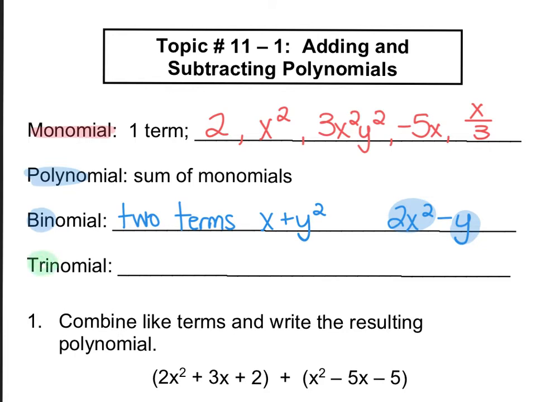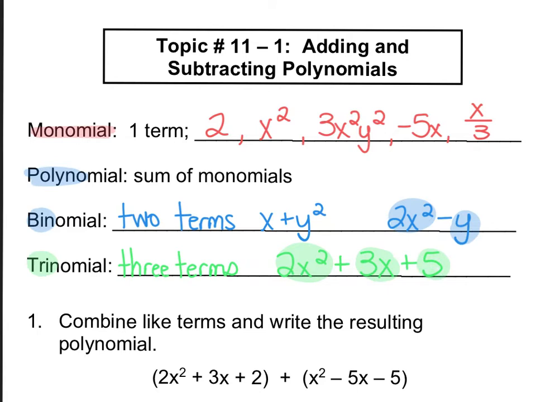So as you probably have already guessed, trinomial would be 3 terms. So 2x squared plus 3x plus 5. 2x squared is considered one term, 3x is the second term, and 5 is the third term.